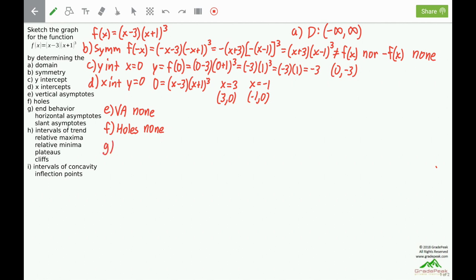For part G, we want to determine any end behavior, horizontal asymptotes or slant asymptotes. f of x is a product of two polynomials and has no denominator, so there will be no horizontal asymptotes or slant asymptotes. But because f of x is a product of two polynomials, which will be another polynomial, it will have left end and right end behaviors of positive infinity or negative infinity.